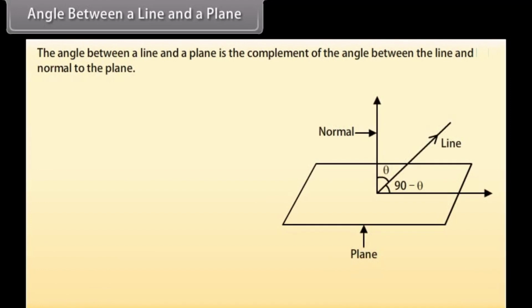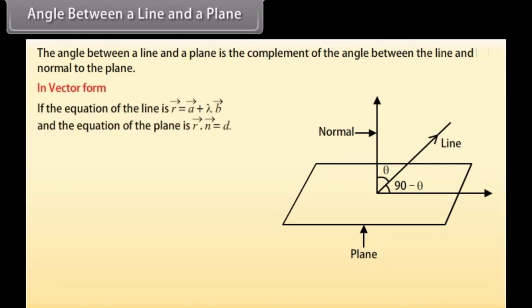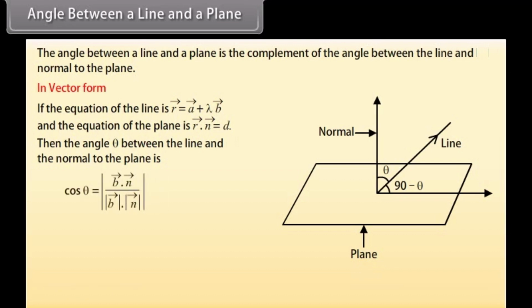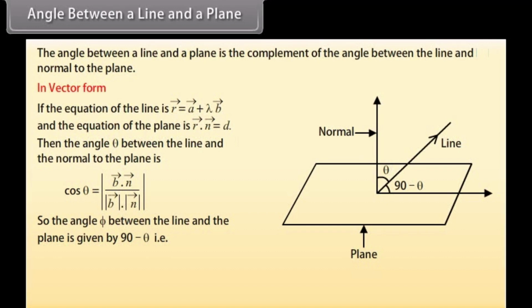Angle between a line and a plane. The angle between a line and a plane is the complement of the angle between the line and the normal to the plane. In vector form, if the equation of the line is r equals a plus lambda b, and the equation of the plane is r dot n equals d, then the angle theta between the line and the normal to the plane is given by cos theta. So the angle phi between the line and the plane is given by 90 minus theta, that is, sine of 90 minus theta equals cos theta.